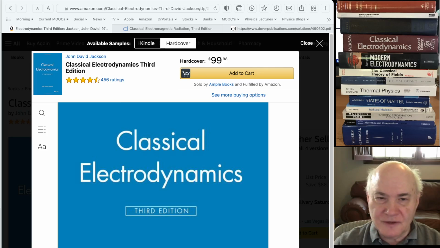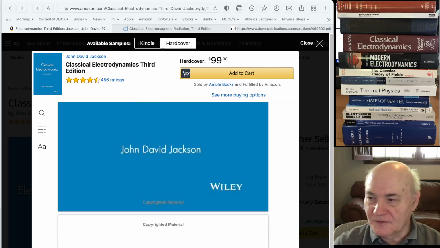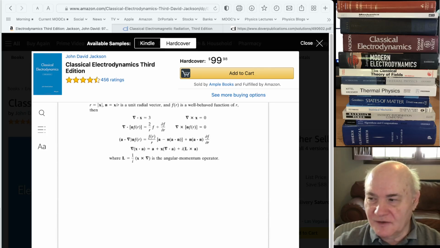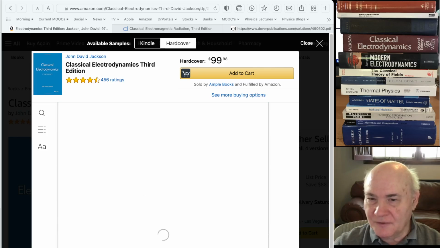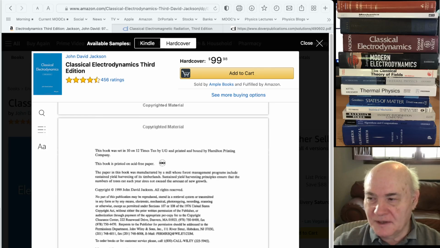In the third edition, they caved and they went to sort of MKS and CGS units. They have them intermixed, mainly to get the engineering students. So I kind of like my second edition. There's not much new that they added in the third edition, a little bit, but not a huge amount.